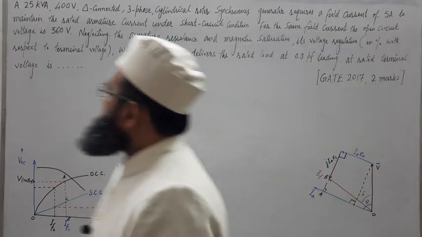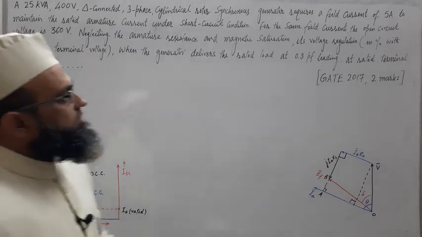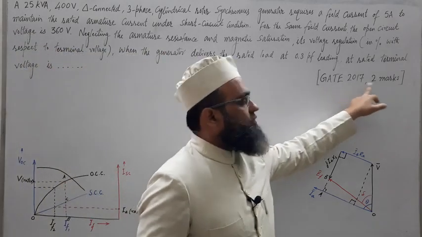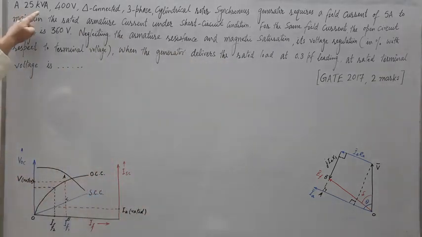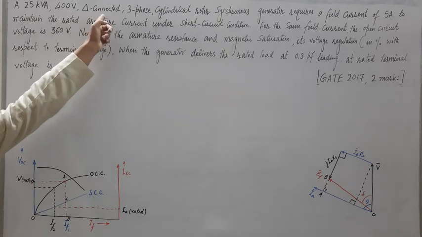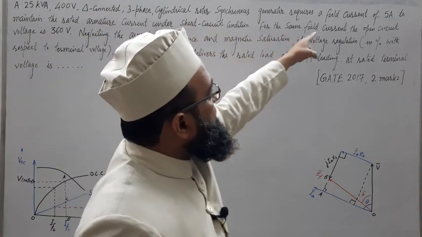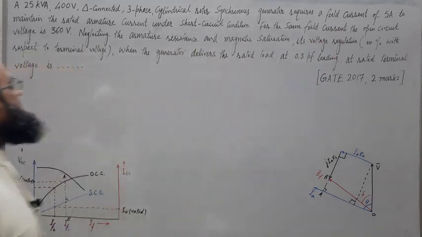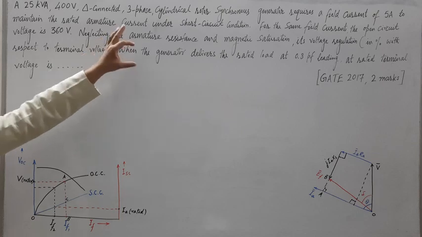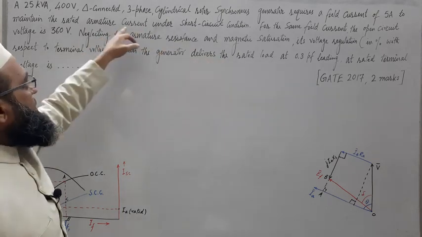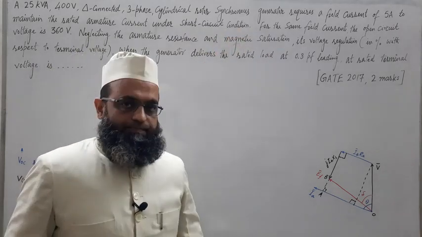And now let us solve this problem based on voltage regulation. This problem was asked in GATE 2017 of 2 marks. It says that a 25 kVA 400 volt delta connected 3-phase cylindrical rotor synchronous generator requires a field current of 5 ampere to maintain the rated armature current. Field current corresponding to rated armature current under short circuit condition is given as 5.